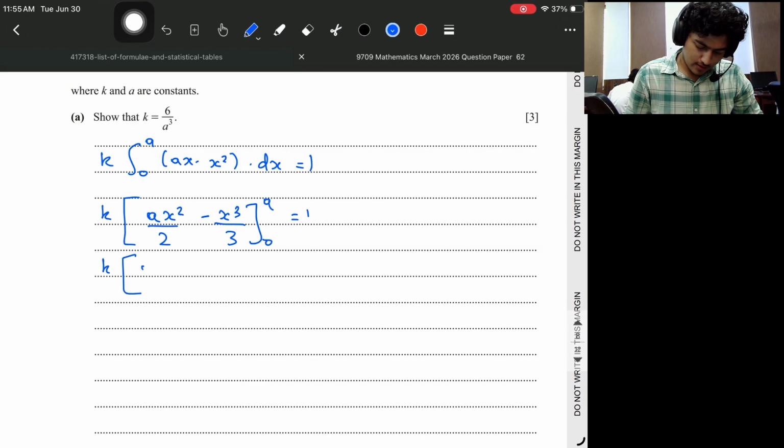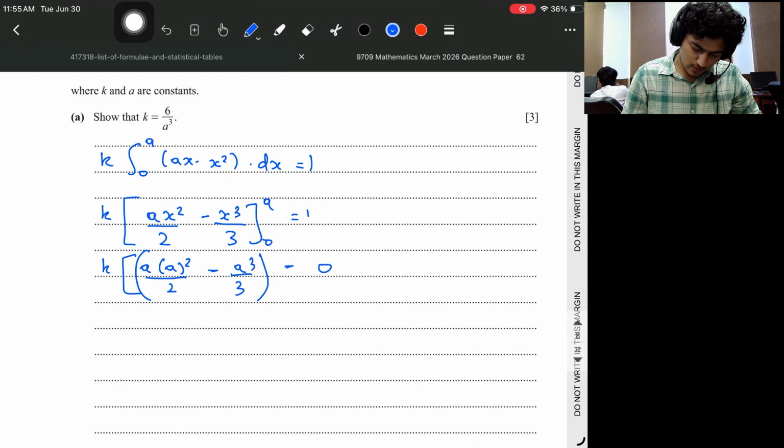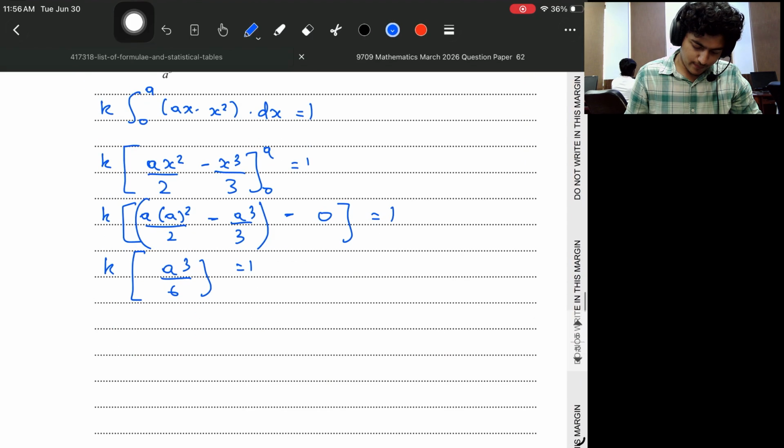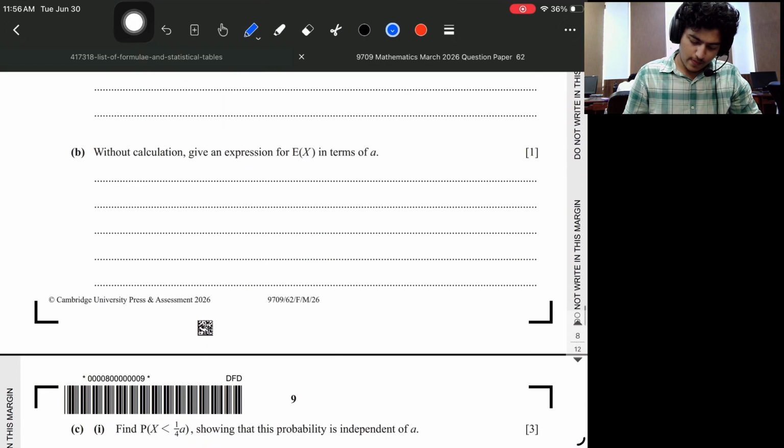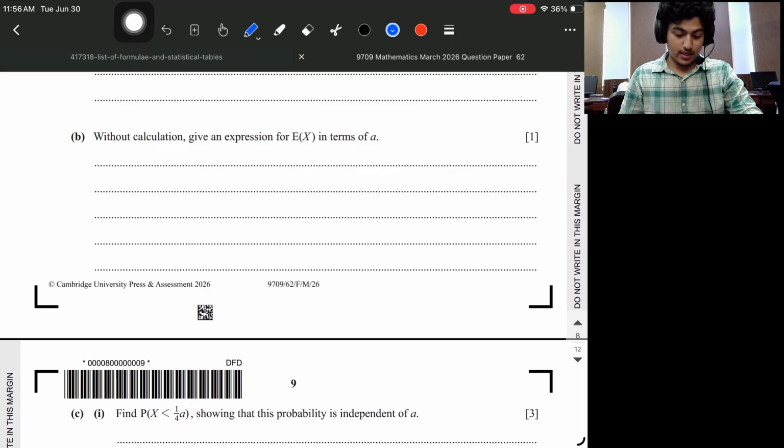Now solving this further, let's plug in the values. We have a times a squared divided by 2 minus a cubed upon 3, and obviously at 0 everything will be 0, equals 1. The final answer that we get here is k times a cubed upon 6 equals 1. Therefore, solving this further, we get k equals 6 upon a cubed. Right? Now, moving further, without calculation, give an expression for the expected value of x in terms of a.